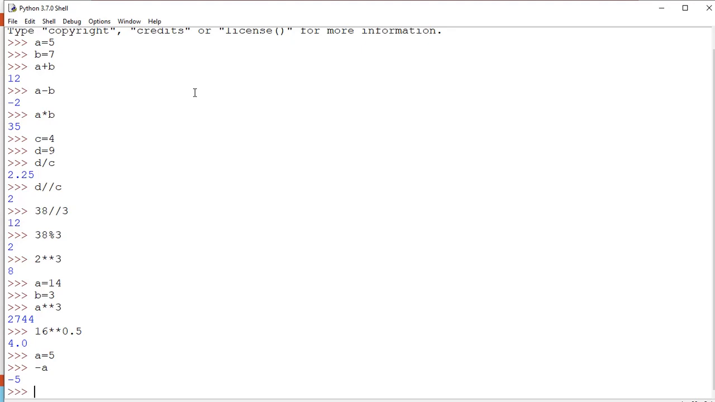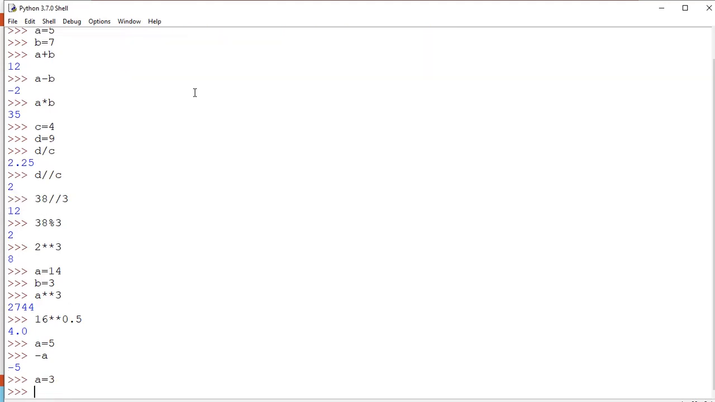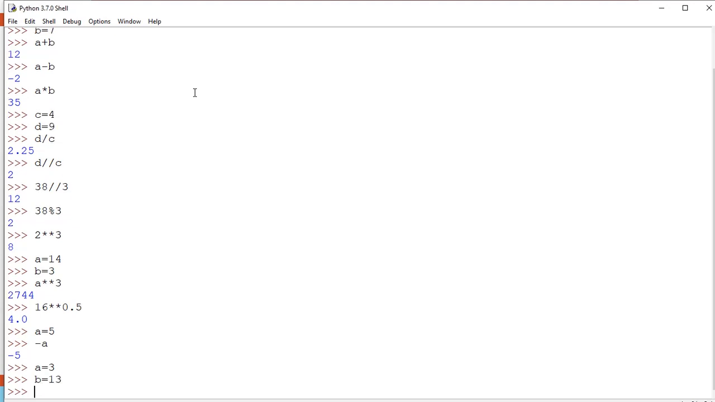Now let's move on to our second part, the relational operators. In relational operators we use symbols such as less than or greater than, or we can check whether something is equal to something else or not. For example, let's consider this. We write a is equal to 3 and press enter. And then we write b is equal to 13 and press enter.